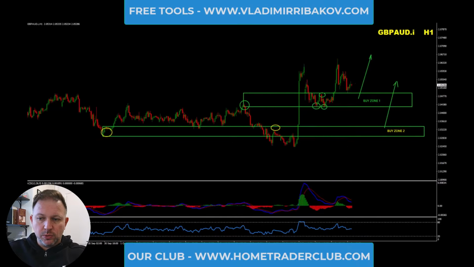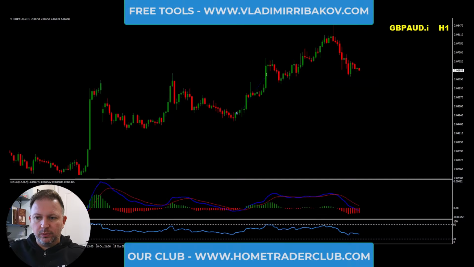So in that case, we want the price once again to get in, create a rejection from the lower highs and lower lows to higher highs, higher lows, giving us the green light that the buyers are ready to take the control. Now let's take a look at what happened with the pound Aussie.